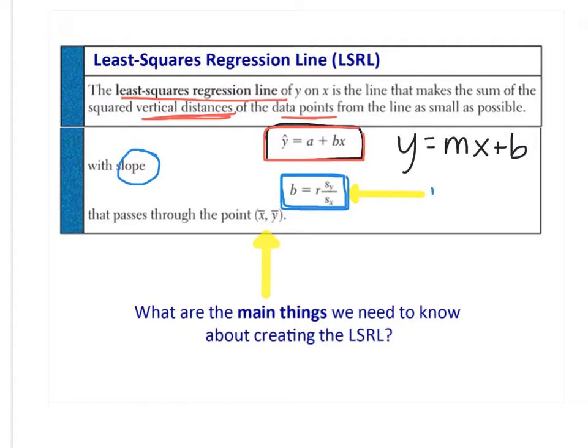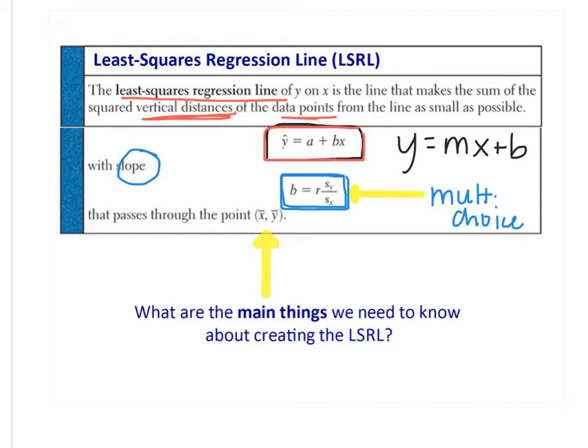The slope, or b, is this formula: b equals r times sy over sx. This is a very common multiple choice question. It would give you these three pieces of information and it would say, what is the slope? This formula is a super important formula. It's one of the main things we need to know about creating the least squares regression line.